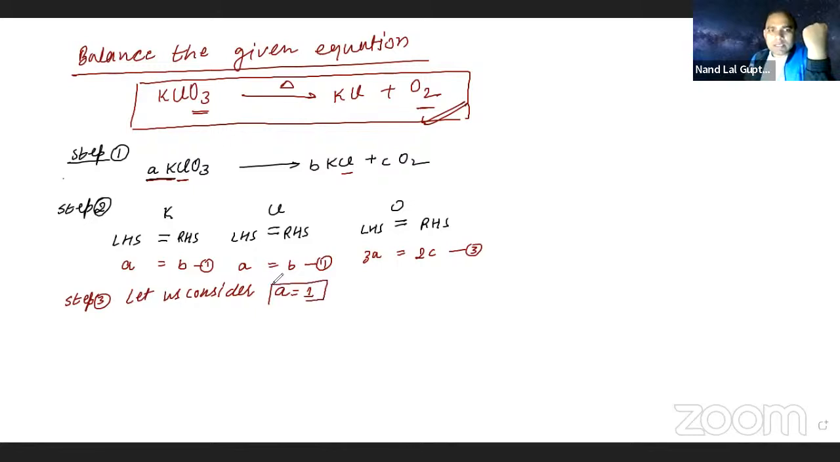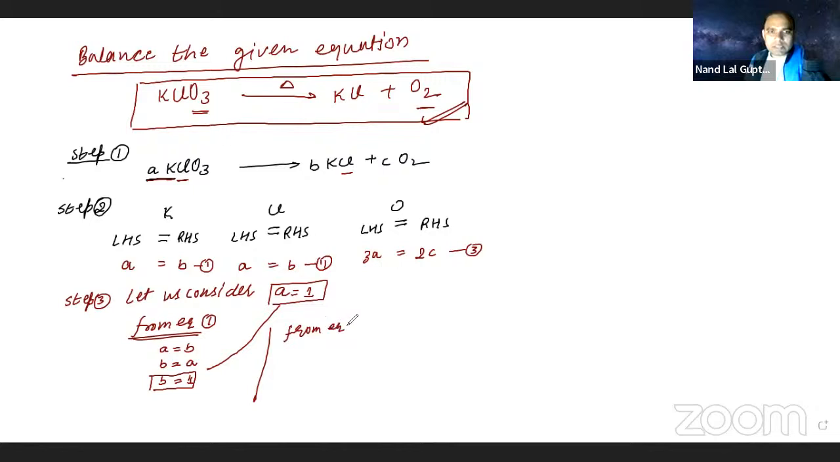So if you are considering A equal to 1, student, from equation 1, A equal to B there. So B equal to A, you can write. B equal to the A value you have already taken here. So B equal to 1. So the two values we already got. Now here you see, from the equation, A and B values we got. So from which equation, student? From equation 3.